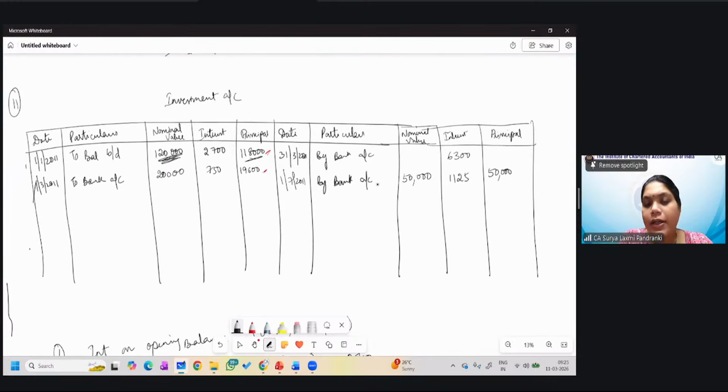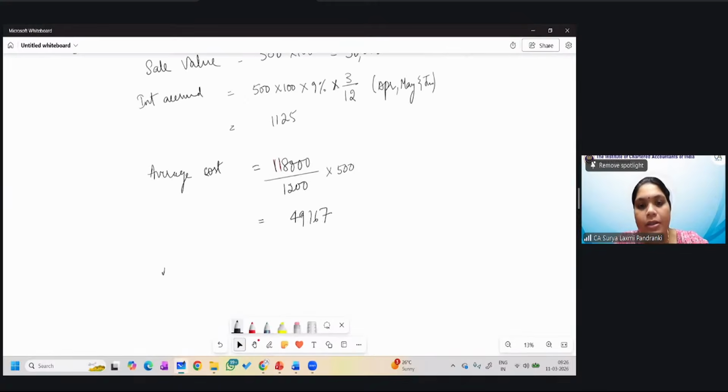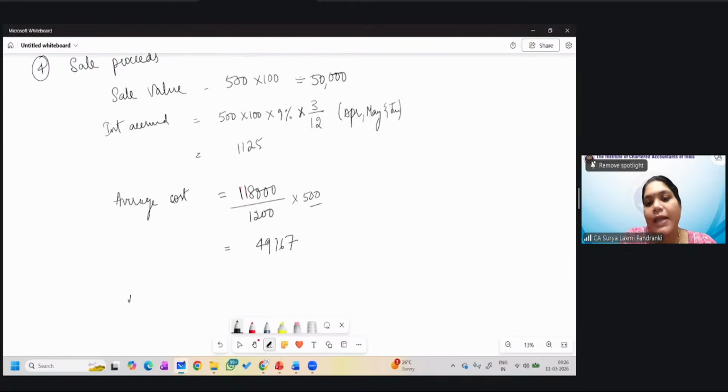What is the total cost here? 1,18,000, no? Yeah. And how many number of bonds you have purchased? Only 1200, now. Nominal value is 1,20,000. But what are the number of bonds you have? Units you have? 1200, no? Okay, in units. Yeah, this is in units. I have taken here in units. And how many units are you selling? 500 units you're selling, no? So I have multiplied this with 500.